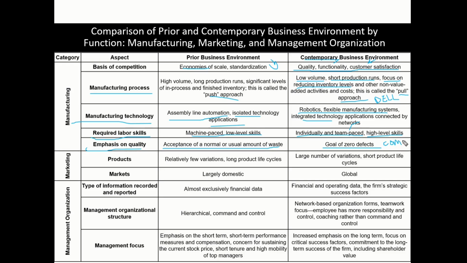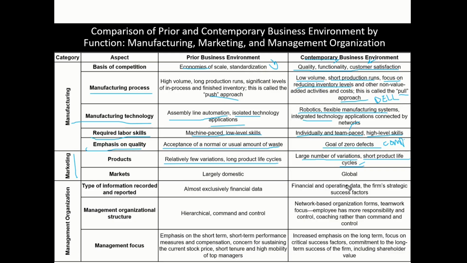What about your marketing strategy? It used to be a relatively few variation in the product and long product life cycle. Nowadays, large number of variation, short product life cycle. What does it mean, short product life cycle? It means you have to be constantly adjusting to your customers, constantly finding new product. So it's much more challenging.